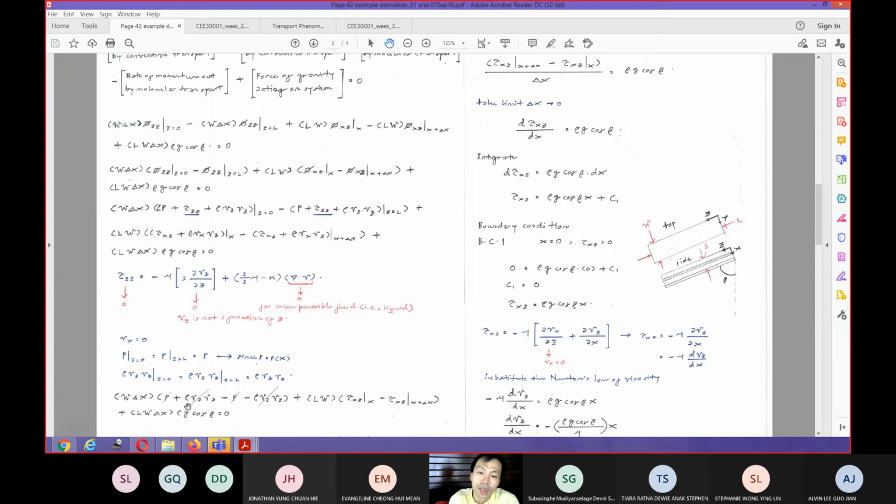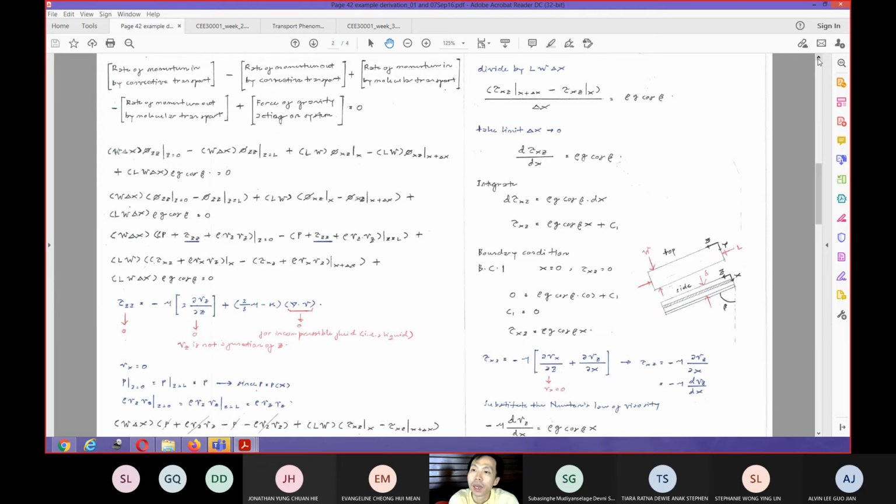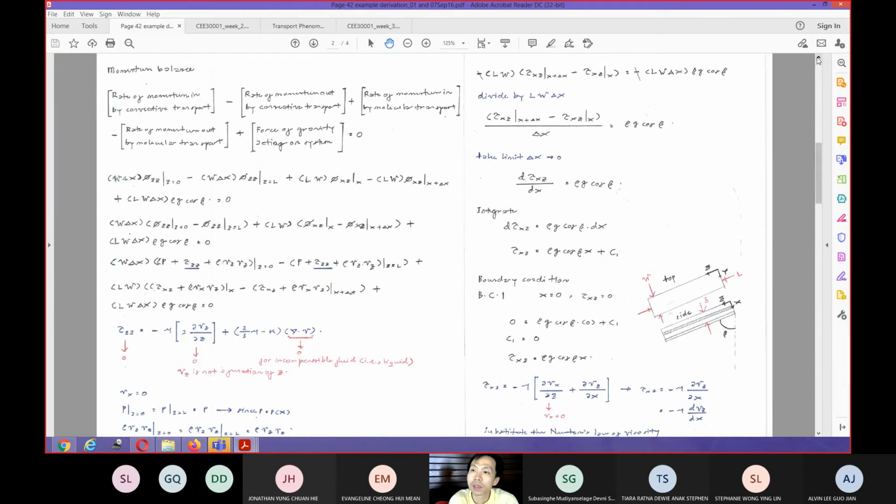Then this one is equal to this one in here, right? Then you go up again, you go here, and then you end up with this particular equation in here. Then you can divide by L multiplied by W by delta X, and you get this one. As you take the limit to delta X approaching 0, you will get the derivative of your shear stress, tau xz over x, is equal to rho g cos beta.